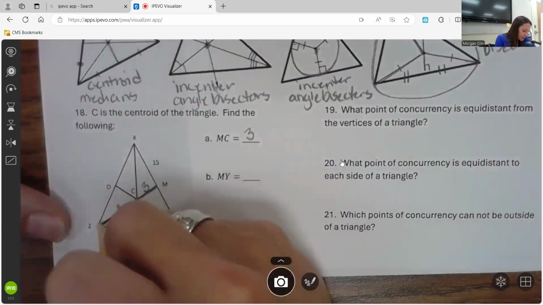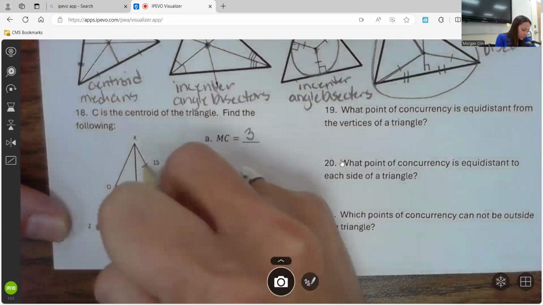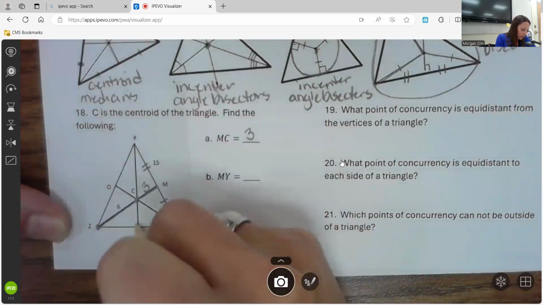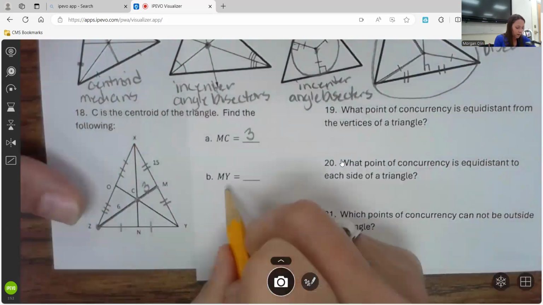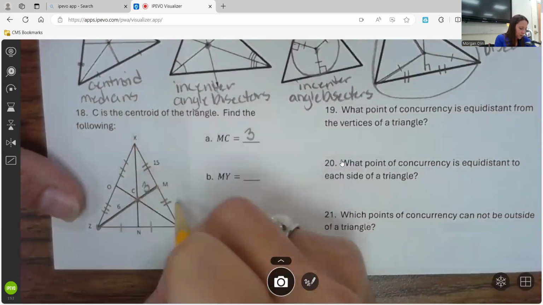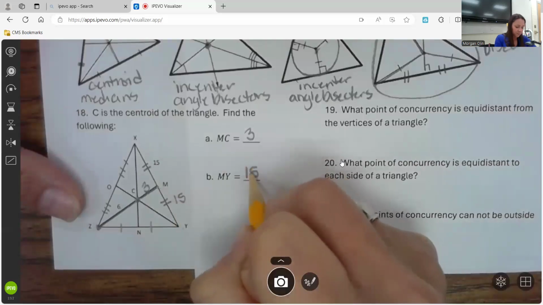Well, the centroid is created by medians. So when I have a median from here to here, these two segments are alike, or from here to here, that's going to be equal to that. And then this is going to be equal to that. So when I'm looking for MY, if this part is 15, then that's 15.